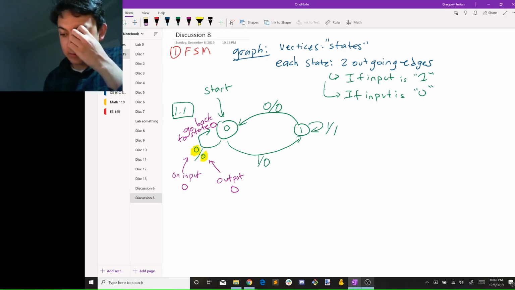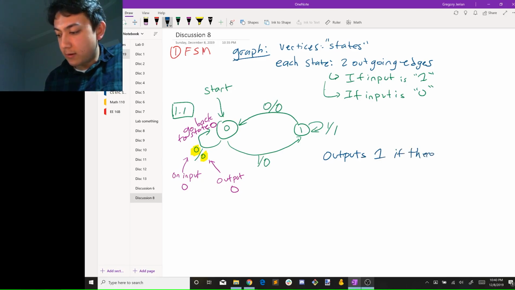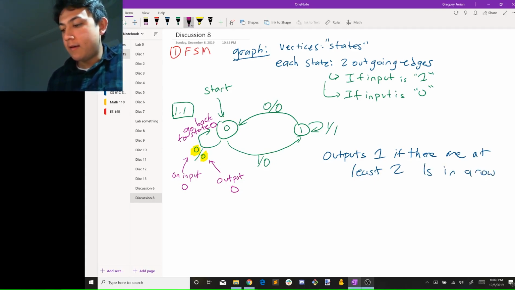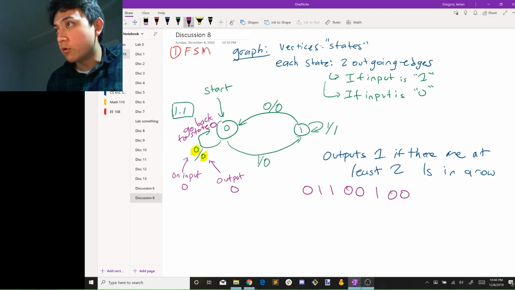Okay? So we can sort of prove that with an example. Let me just write this down. Outputs 1 if there are at least 2 1s in a row. So the example that the discussion gives us is this: 0, 1, 1, 0, 0, 1, 0, 0, 1, 1, 1, 0. It's just, what is this output?